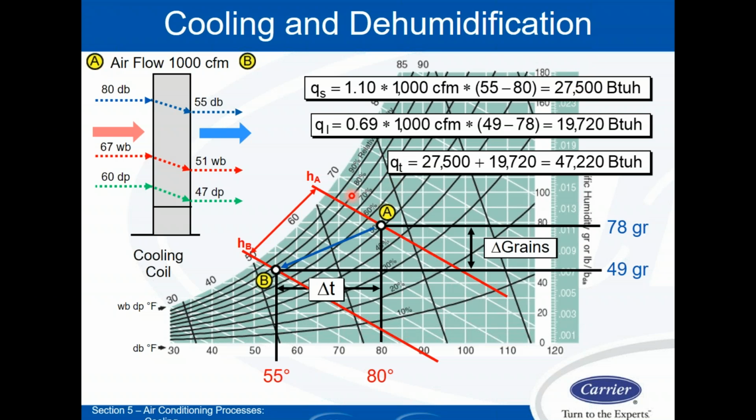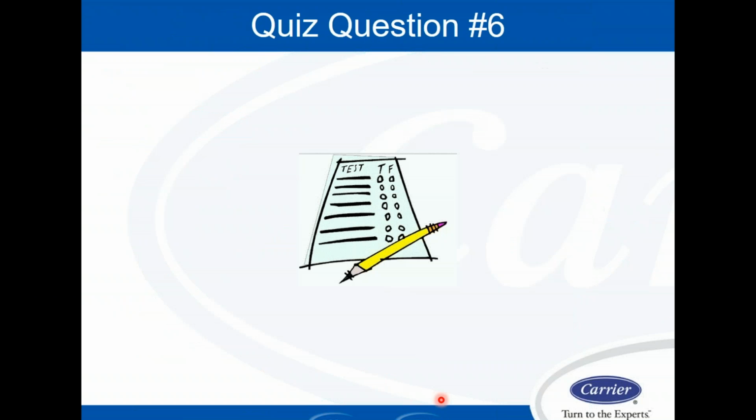My latent formula, if you recall, is 0.69, also times the CFM, times the delta grains of moisture, which is vertically up and down on the chart. That came out to almost 20,000 BTUs. So when I add the two together, it's 47,000 total BTUs of cooling.